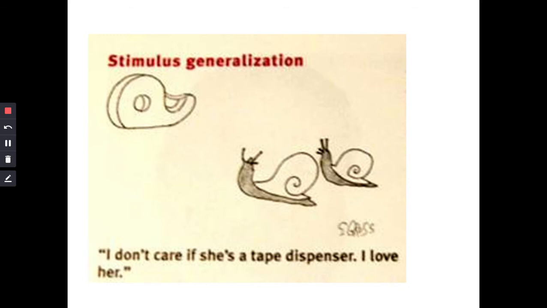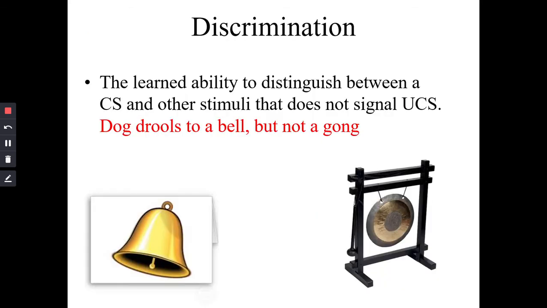Okay, moving right along. Discrimination. Discrimination is knowing the difference. So if you train a dog to drool to a bell, and then the dog drools to the bell but not to a gong, then the dog knows the difference. It's kind of like you're afraid of chihuahuas, but you're not afraid of German shepherds because you can discriminate.